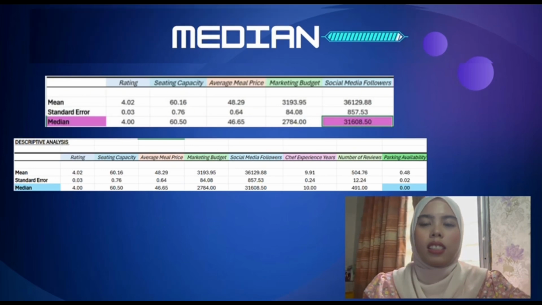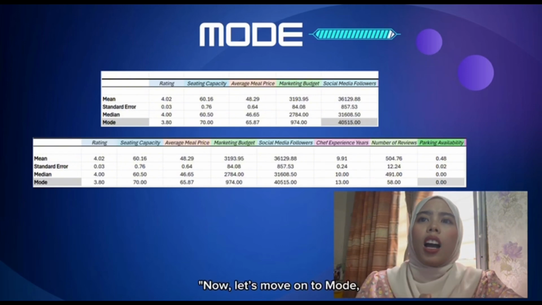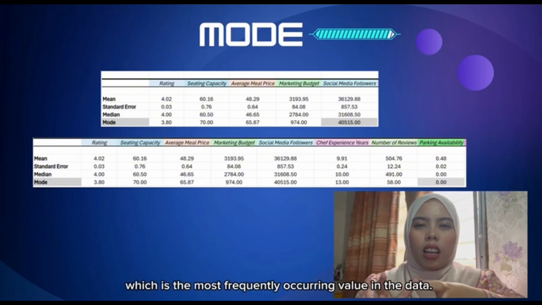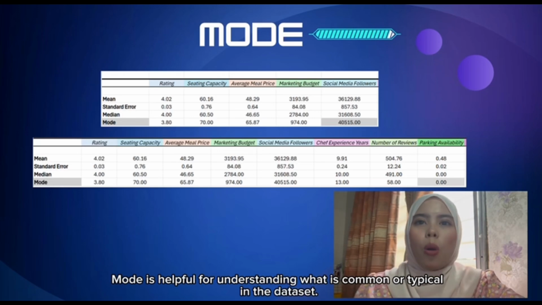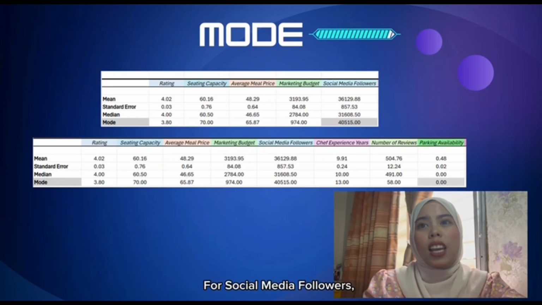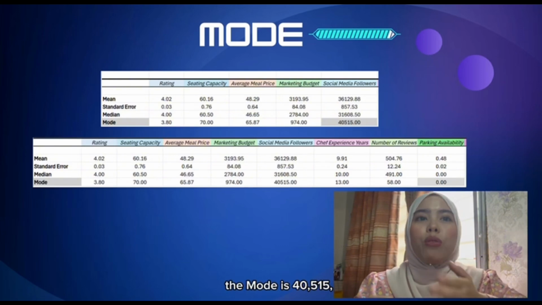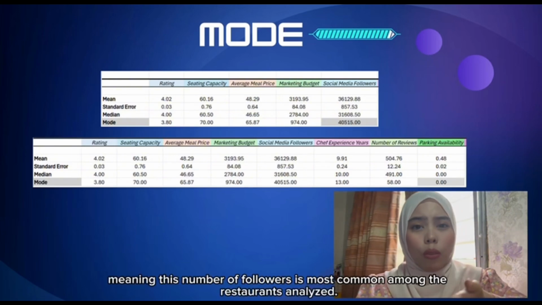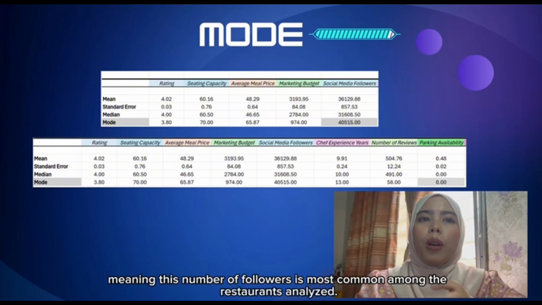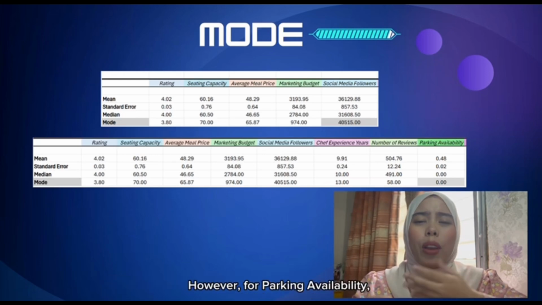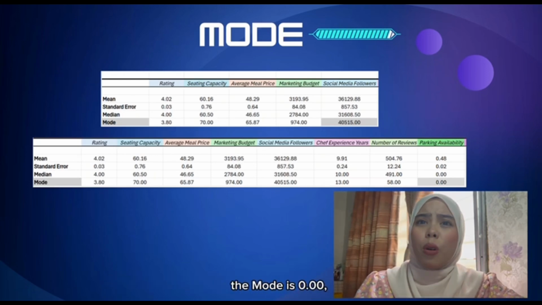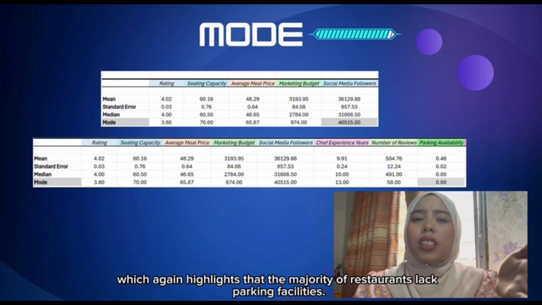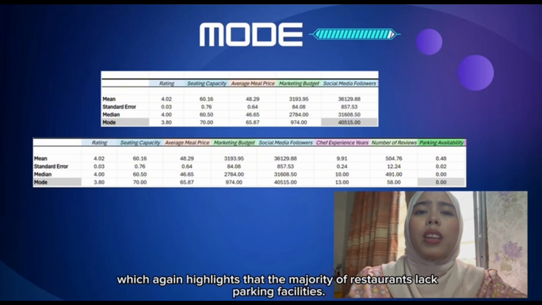extreme differences. Now let's discuss mode, which is the most frequently occurring value in the data. Mode is helpful for understanding what is common or typical in the data set. For social media followers, the mode is 405.5, meaning this number of followers is the most common among the restaurants analyzed. However, for parking availability, the mode is 0.00, which again highlights that the majority of restaurants lack parking facilities.